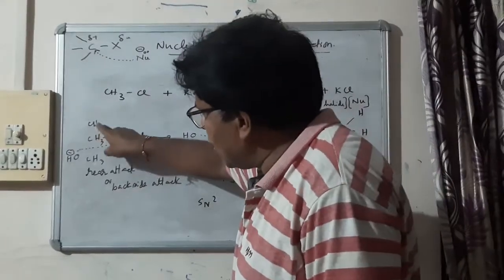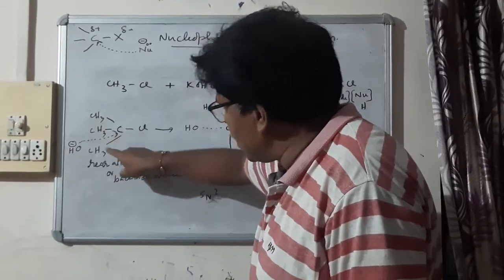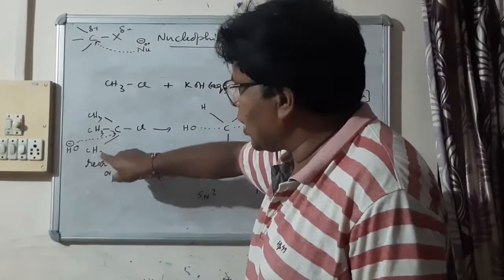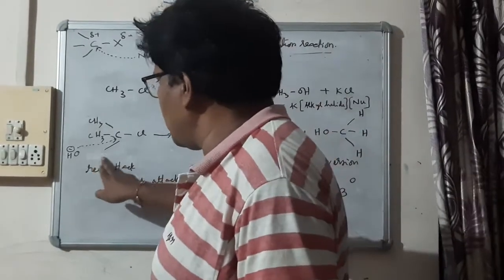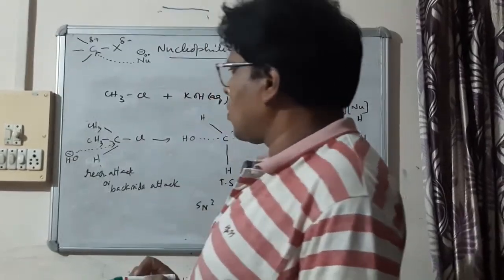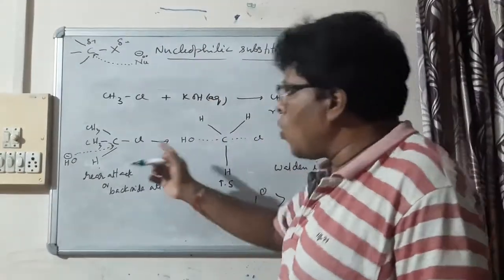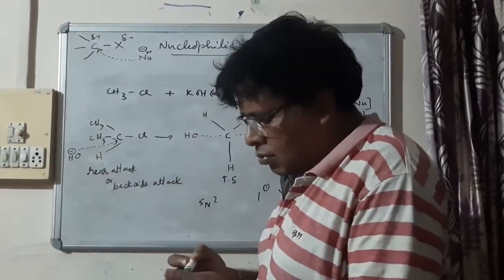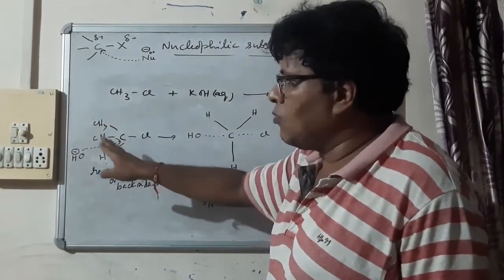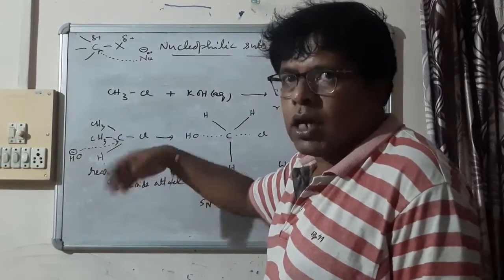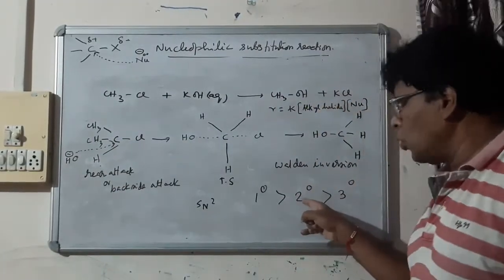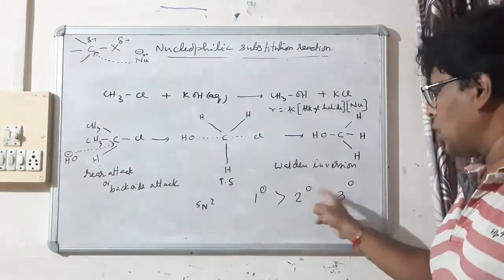If it is 2 degree, that means there will be 2 alkyl groups and 1 hydrogen. Now what will happen? Still there will be some obstruction, but the obstruction will be less compared to the case of 3 degree. So 2 degree reactivity is more than 3 degree.